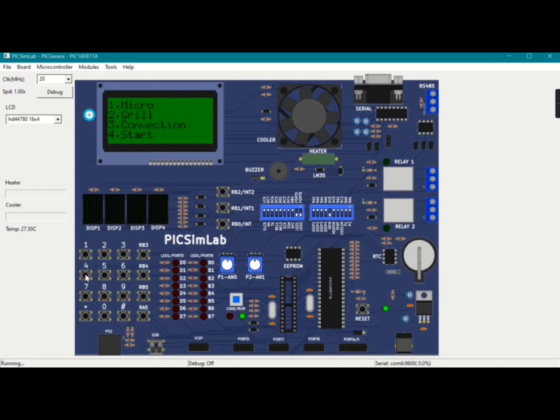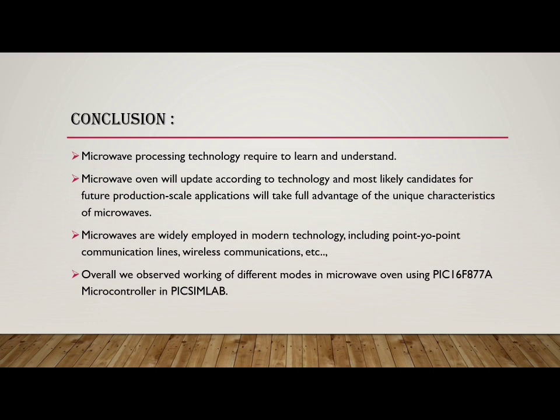Finally, conclusion. Microwave processing technology requires learning and understanding. Microwave ovens will be updated according to the technology, and the most likely candidates for future production scale applications will take full advantage of the unique characteristics of microwaves. Microwaves are widely employed in modern technology, including point-to-point communication lines, communications, etc. Overall, we observed the working of different modes in a microwave oven using the PIC 16F877A microcontroller in PICSim.